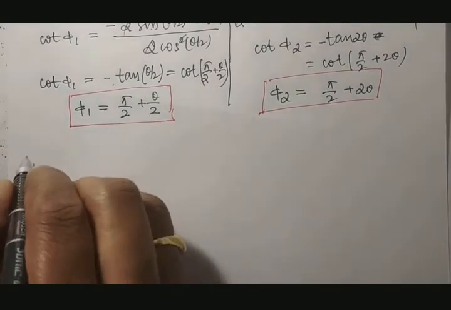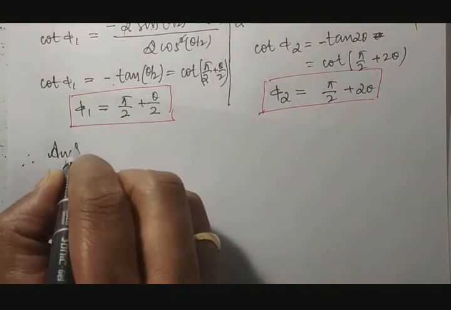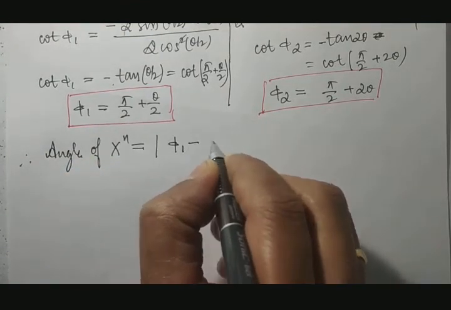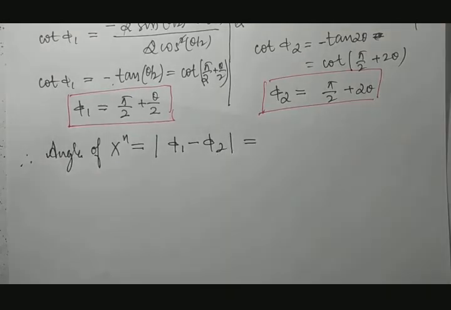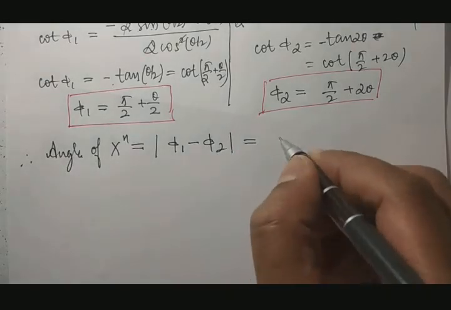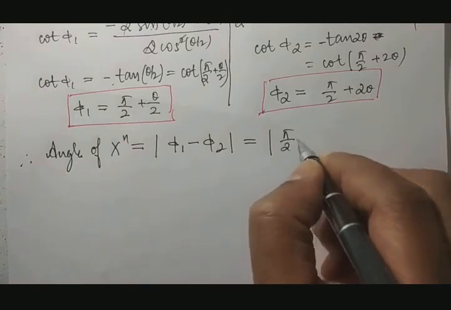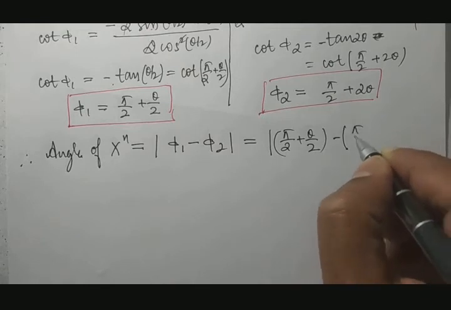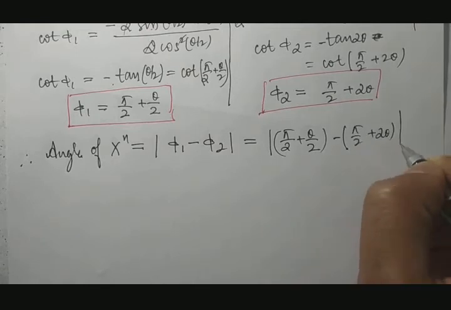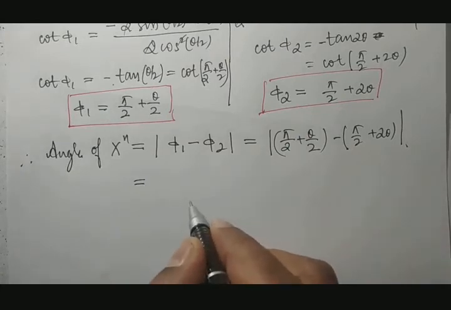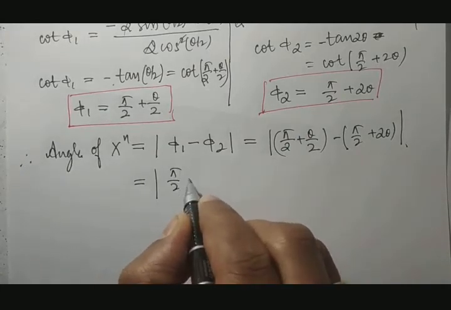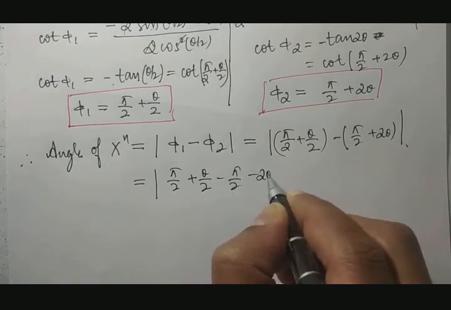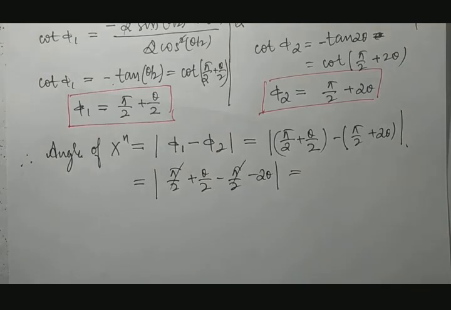Therefore, the angle of intersection between two curves will be considered as phi 1 minus phi 2. Okay, so let us see what it is now. Phi 1 is pi by 2 plus theta by 2 minus the second angle, pi by 2 plus 2 theta. Therefore, this can be taken as pi by 2 plus theta by 2 minus pi by 2 minus 2 theta. Therefore, pi by 2 gets cancelled.